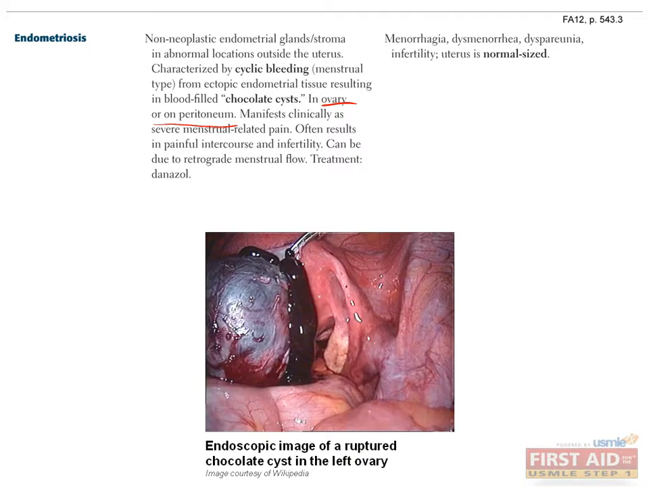When the ectopic endometrial tissue in the ovaries bleeds and clots, they can become enlarged and tender, forming so-called chocolate cysts. This image shows ruptured chocolate cysts in the left ovary of this patient. Typically, the symptoms you're looking for include dysmenorrhea, or painful menses, dyspareunia, or painful intercourse, and infertility.